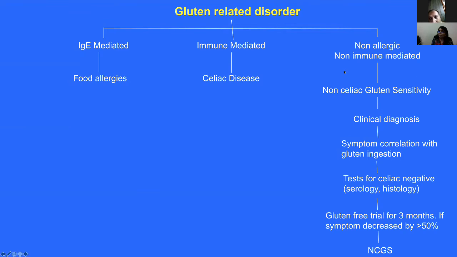A new term has come up: non-celiac gluten sensitivity. What is that? That is non-allergic, non-immune mediated, in which we make a clinical diagnosis. How do we make it? The patient says that they have symptoms correlating with gluten ingestion. When we do celiac serology, that is negative. When we do duodenal biopsy, that is also negative. And when these patients are given a three month trial of gluten-free diet, they respond. And when we reintroduce gluten, the symptoms come back. So this is known as non-allergic, non-immune mediated, or non-celiac gluten sensitivity. This is a new term which has come up.